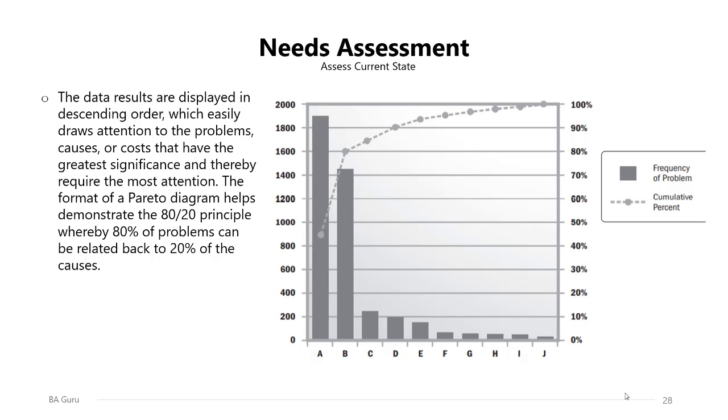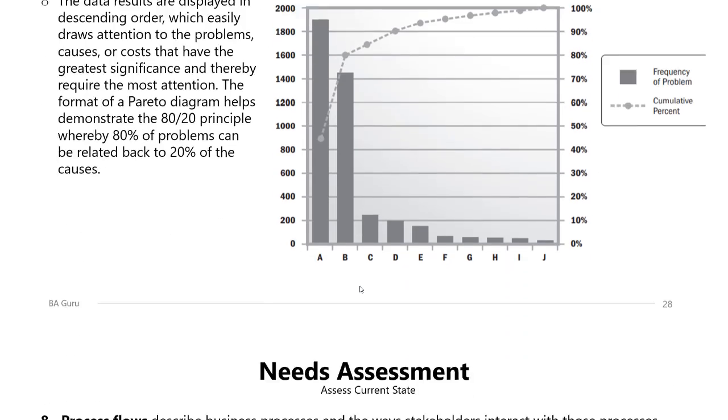So by just looking at this histogram, you will know that it's A and B, or where the frequency of the problem is the largest. So you need to focus on A and B. This is the intention of having a Pareto diagram. It's a normal histogram while the data is shown in a descending order.